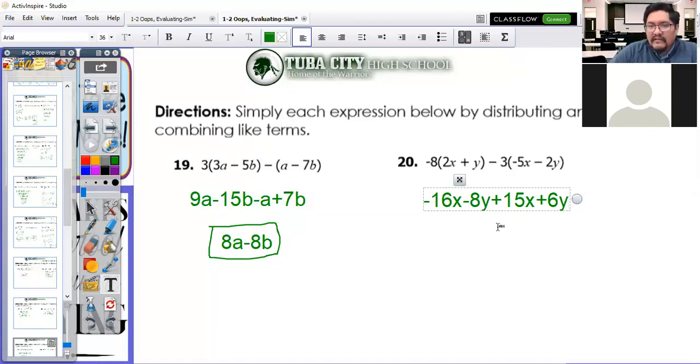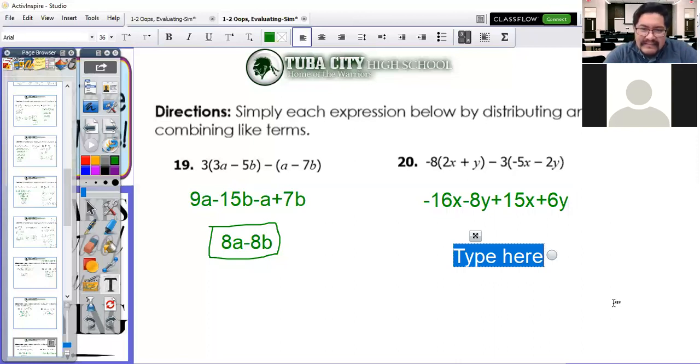And then from here, we just combine our like terms. So we have negative 16x and 15x. And now that would be negative 1x. But normally we don't include the 1, right? So if we're writing the answer, we don't usually put the 1 in there because, well, we already know that any time we see a variable by itself, it's always going to be considered to be 1, or in this case, negative 1.